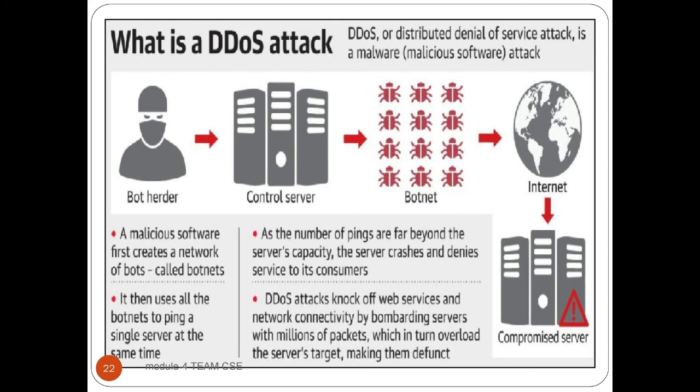Here the malicious software first creates the network of bots called botnets. It then uses all the botnets to ping a single server at the same time. As the number of pings is far beyond the server's capacity, the server crashes and denies service to its customers. DDoS attacks knock off web services and network connectivity by bombarding the services with millions of packets, overloading the target servers and making them non-functional.